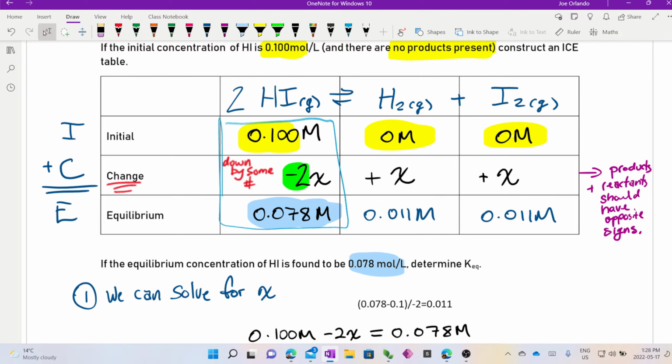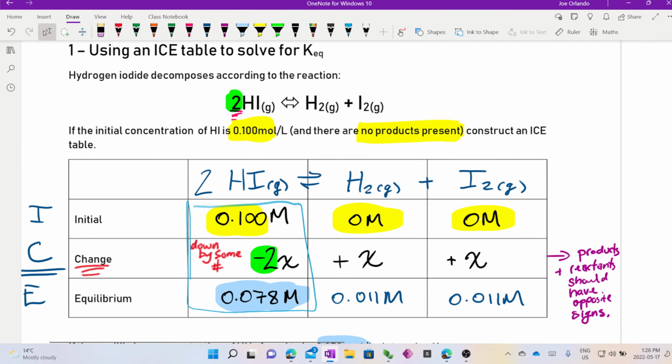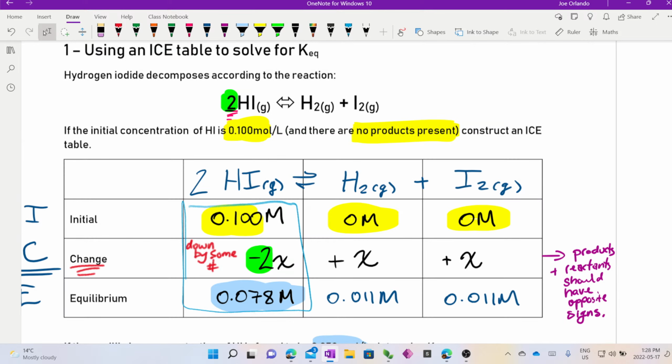Because where do you get the change values from? They just come from the equation. The equation tells us that this is a reactant, so it's going to get used up. In math, how do we say something's getting used up? We subtract. And how many of them get used up? 2. So this will be negative 2x.